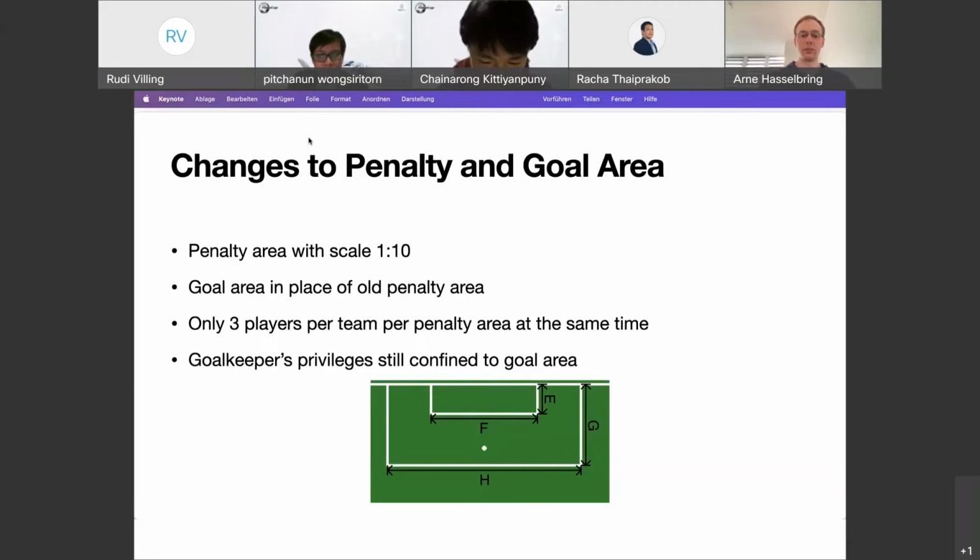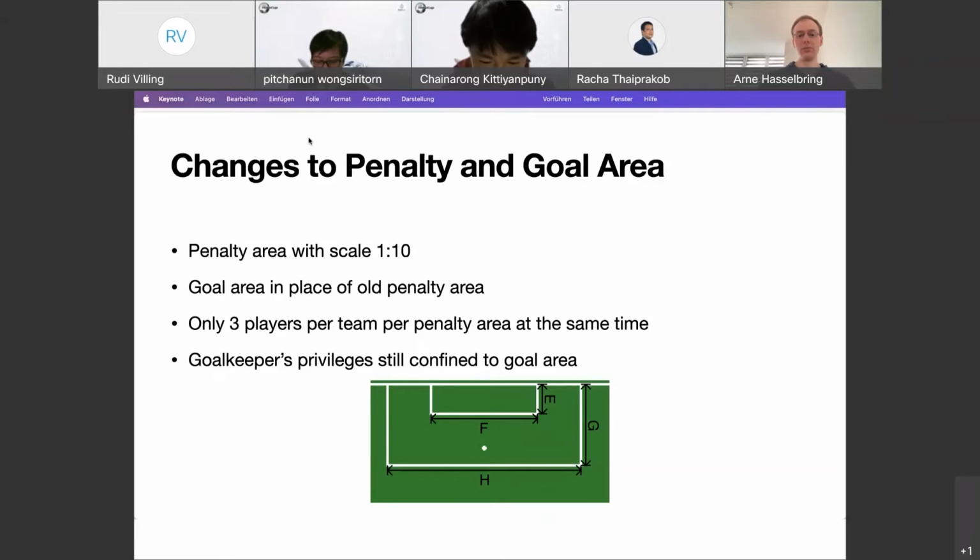And we used to have restrictions on the amount of robots in the goal area in order to avoid blocking the goals by too many robots. This has now changed to 3 players per penalty area per team. So there can be 3 attackers and 3 defenders in the penalty area, but not more.